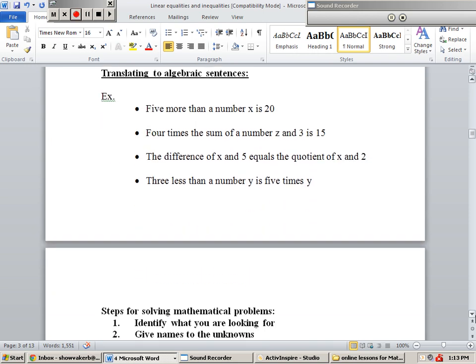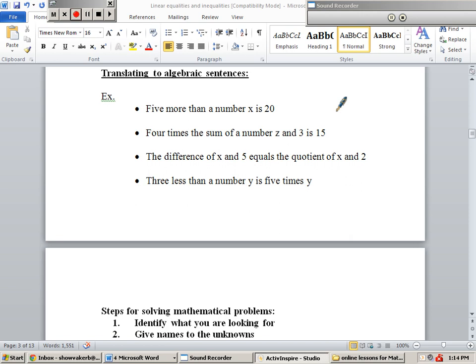Okay, how do we translate things into algebraic expressions? Well, I like to read the whole thing, and then I like to go back and pick out important things. So, 5 more than a number x is 20. 5 more than means I'm adding. So x is coming, I'm adding 5. Is the same thing as equals 20.